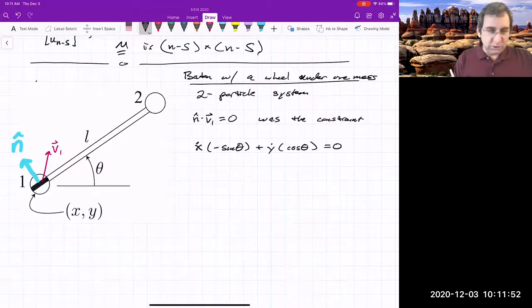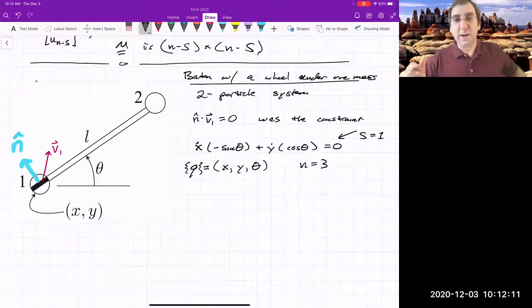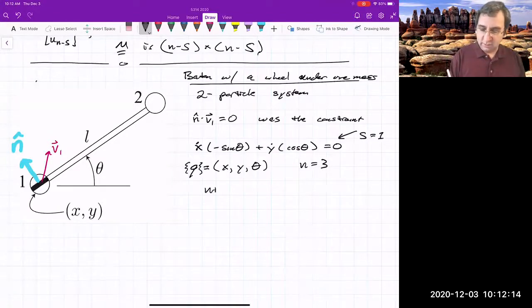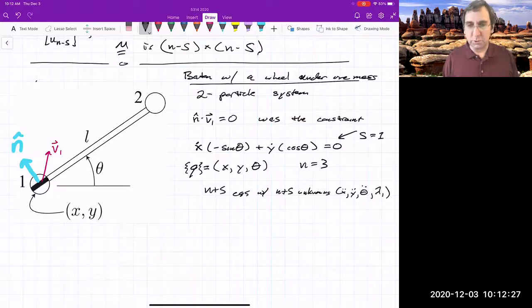I guess we should remind ourselves what the Q's are here. We've got three Q's: the set of Q's are x, y, and theta, so n equals 3. We've got one constraint, so s equals 1. The way that we did it before, we had n plus s equations with n plus s unknowns: the second order derivatives of each of these, and then the one Lagrange multiplier. But now we get to skip all that if we pick things right.